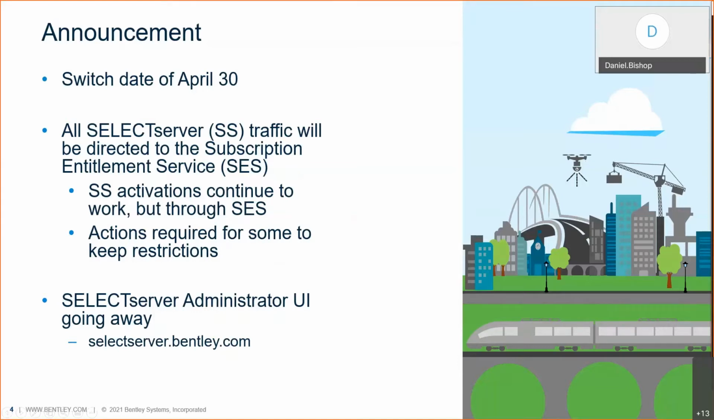Also on that date, the SelectServer Administrator UI, that's the selectserver.bentley.com user interface, will go away, and you'll be redirected to Entitlement Management, which is the SES user interface for license administration. In that Entitlement Management, you'll find controls to do all of the same activities that you were able to do in SelectServer in terms of creating keys, temporary keys and custom activation group keys, and creating restrictions. Great.